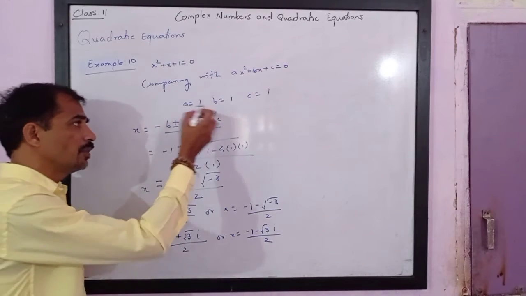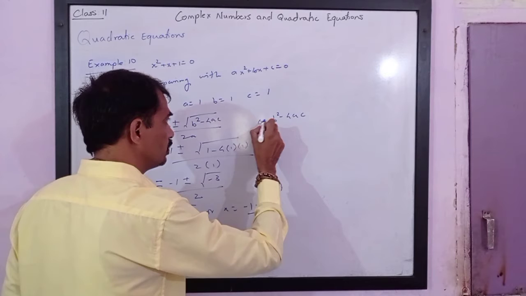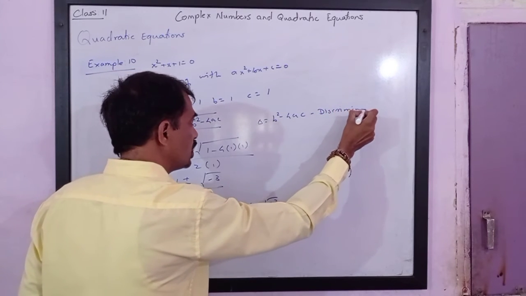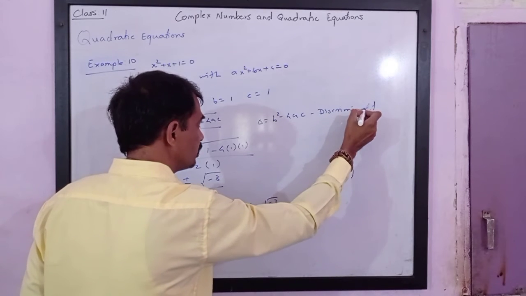Please note here b square minus 4ac is called discriminant. It is called discriminant. Sometimes in the question it is asked to find the value of the discriminant.